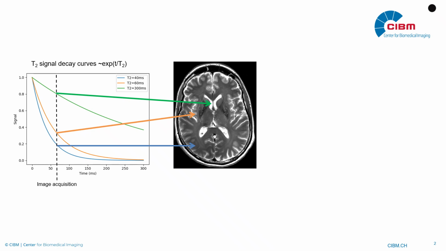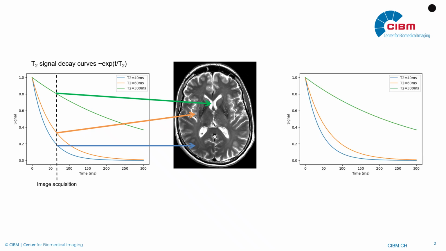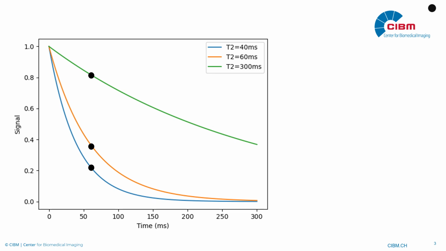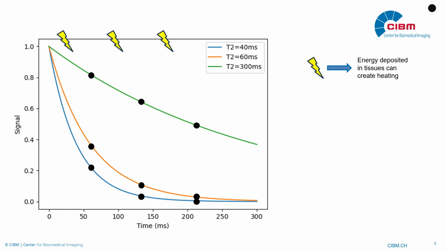One way to measure T2 is to acquire images at different time points and model the signal decay. However, to acquire an image, we need to apply a short oscillating magnetic field called a pulse, and we need to apply such a pulse before each image we want to acquire. These pulses at 7 Tesla have high energy, and therefore their use is restricted for the safety of the subject in order to avoid heating tissues.